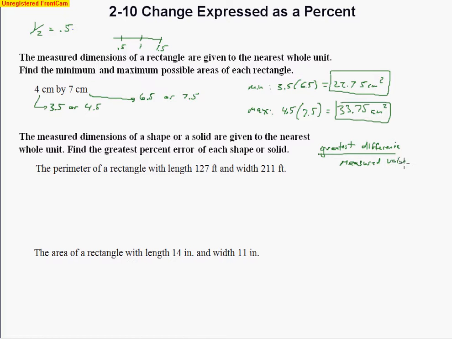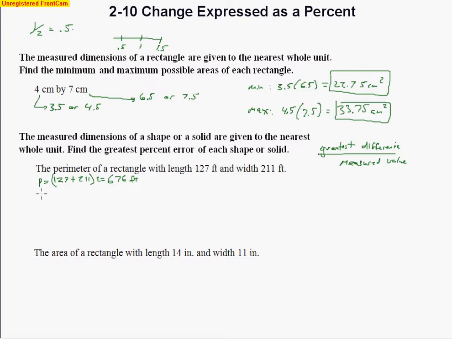And so they give us the measured value here, 127 feet and 211 feet. So the first step we're going to have to do here is find out what the perimeter is. So the perimeter equals double, or let's do it this way, 127 plus 211, and then I'll double that answer. And when I do that, that gives me 676 feet. Okay, so that's the perimeter. That's the measured value.